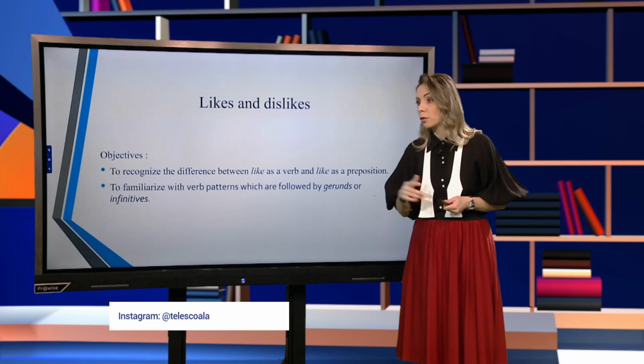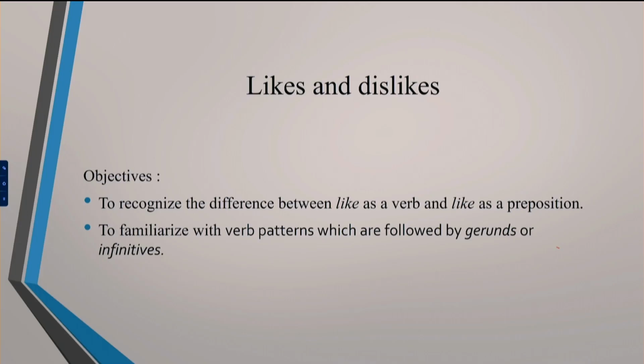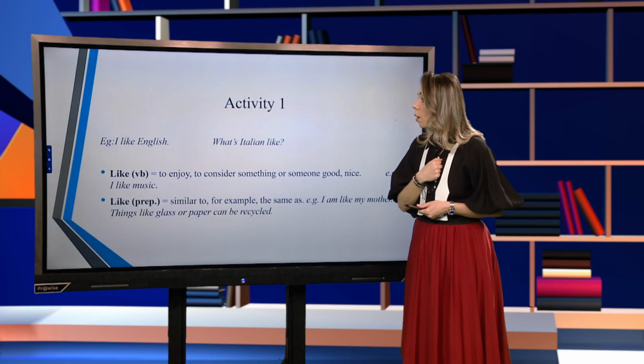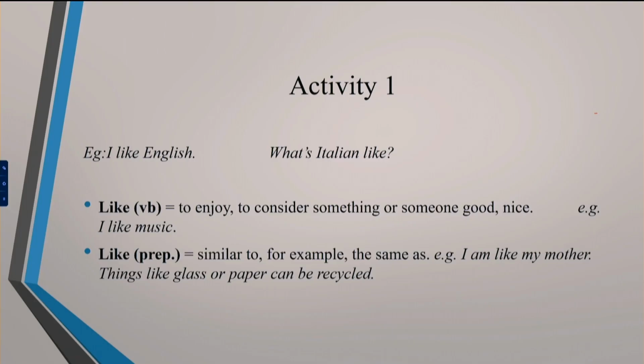We are going to talk about likes and dislikes today, and we are going to recognize the difference between like as a verb and like as a preposition, and of course the difference between the verbs that are followed by gerunds or infinitives. As activity 1, we have here an example: I like English, and what's Italian like?